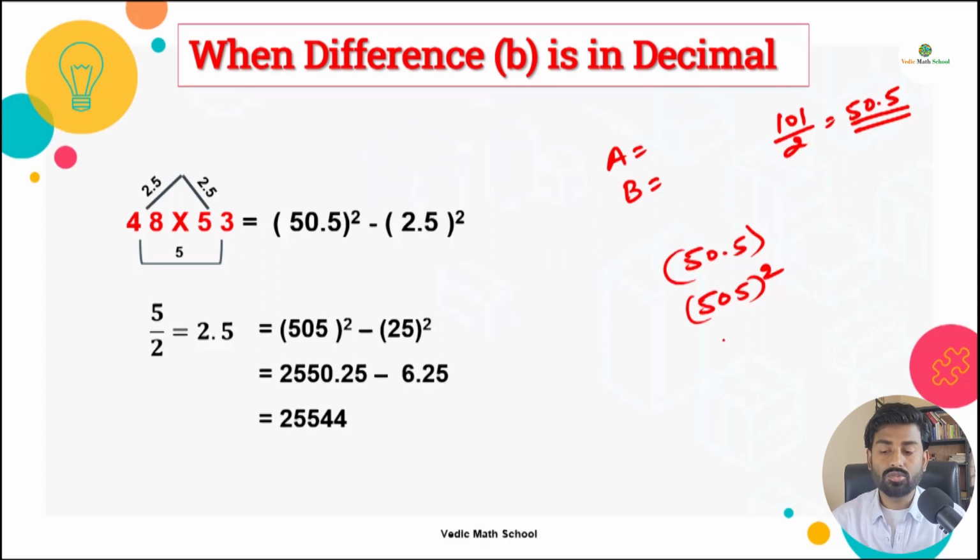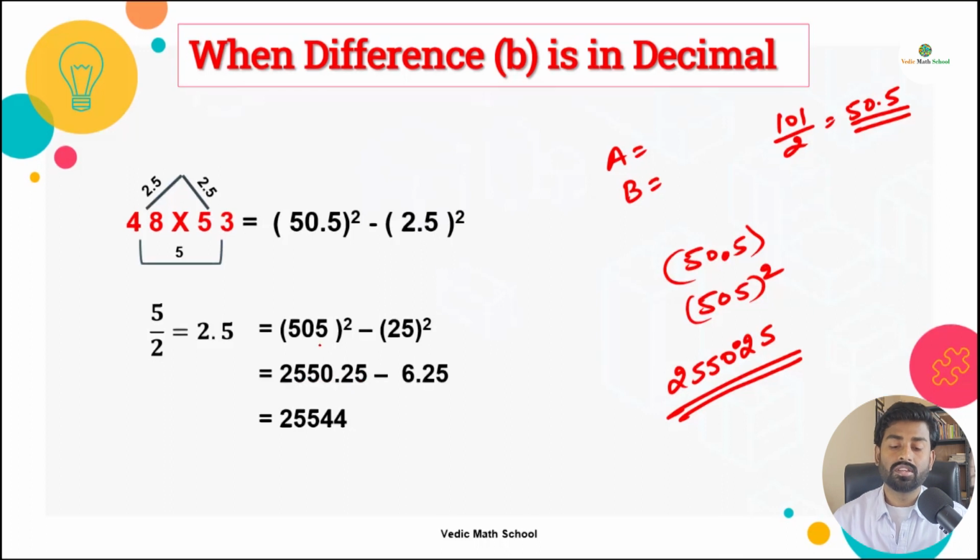What is the answer? You can do it very easily. 5 square is 25, and 505 gets 5 added, so it is 510, multiplied by 5, so it is 2550. Okay, so this is the square of the number. Now you have a decimal value, so you have to put the decimal after 2 digits. So 2550.25 is the square of 50.5.